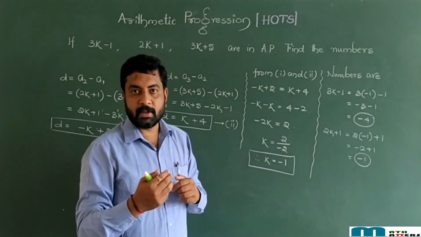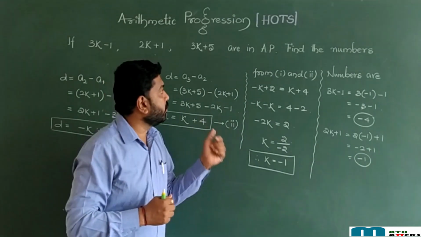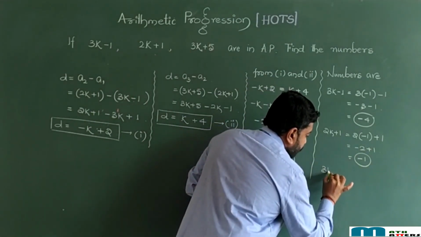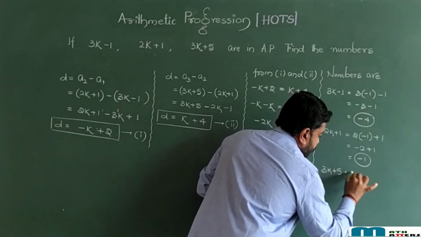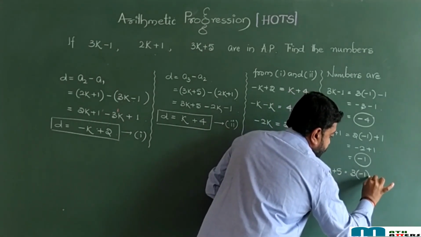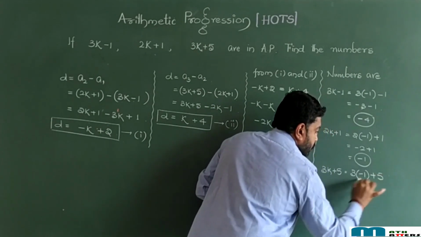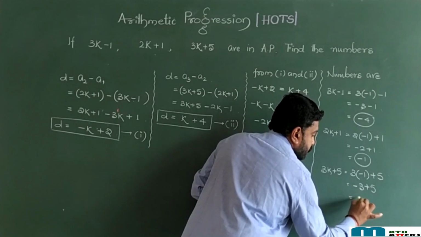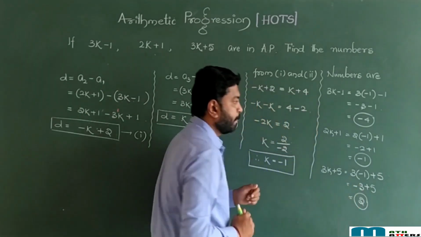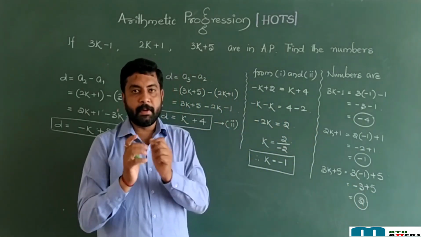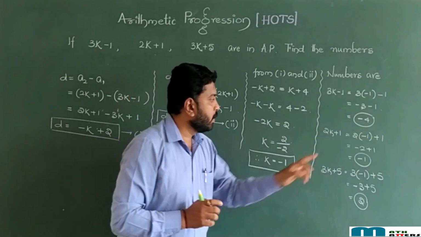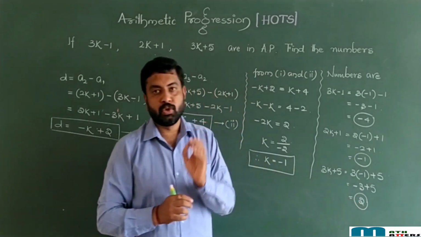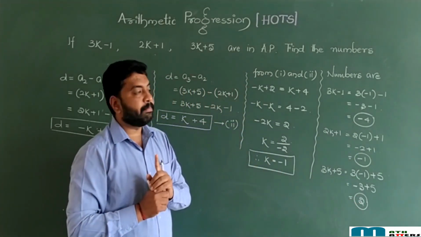I want to calculate the third term. The third term can be calculated using 3k plus 5. Now 3k plus 5. 3 times the k value, minus 1, plus 5. So minus 3 plus 5, that is 2. Therefore, the last statement we need to write: the numbers are minus 4, minus 1 and 2. This is the first example.